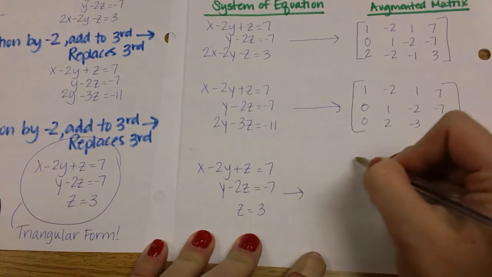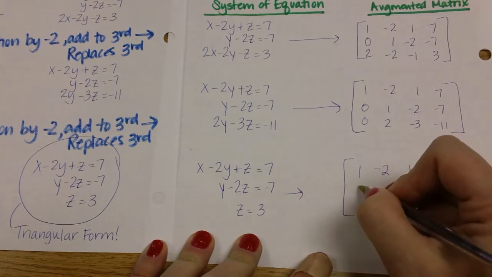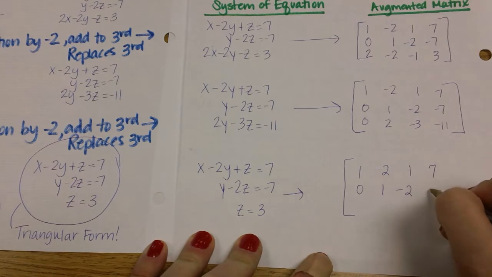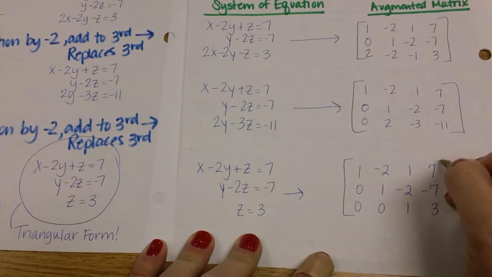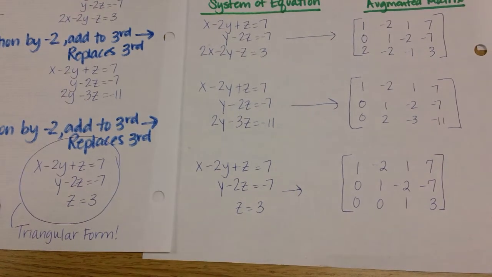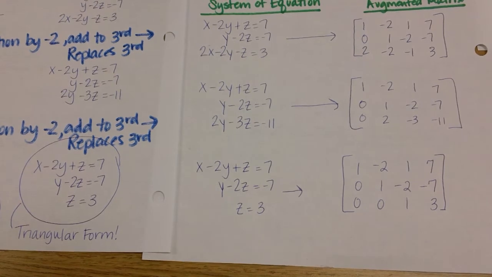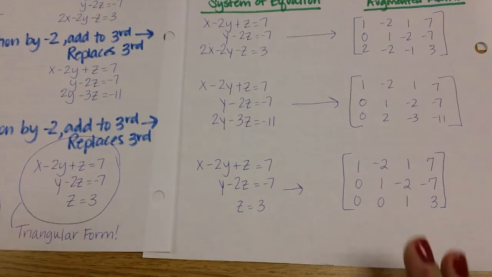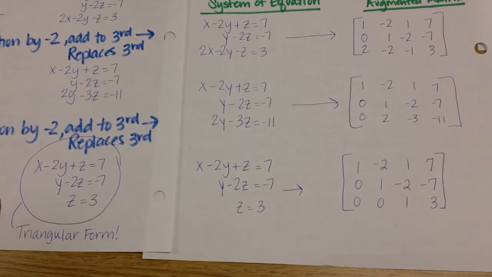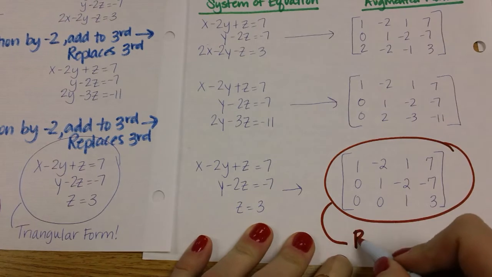Okay, the augmented form is going to look like this. Now this matrix C at the end here corresponds to our triangular form in our previous example. So these two correspond to each other. This is also what is called row echelon form. Anytime you get it down to here, this is called row echelon form.